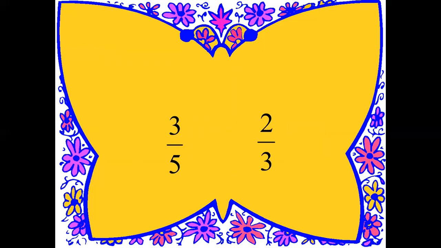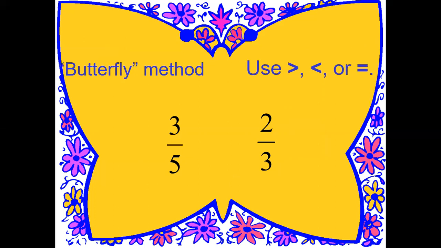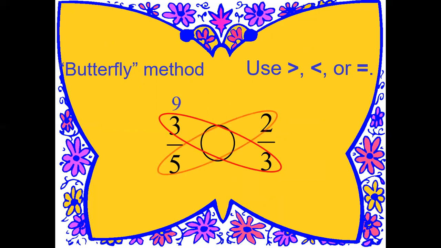All right, so here we have the fractions 3/5 and 2/3. Now we are going to use the butterfly method to work this out. We are going to use greater than, less than, or equal to. Now think about it. We can multiply 3 by 3, which will give us 9. And then we can multiply 5 by 2, which will give us 10.